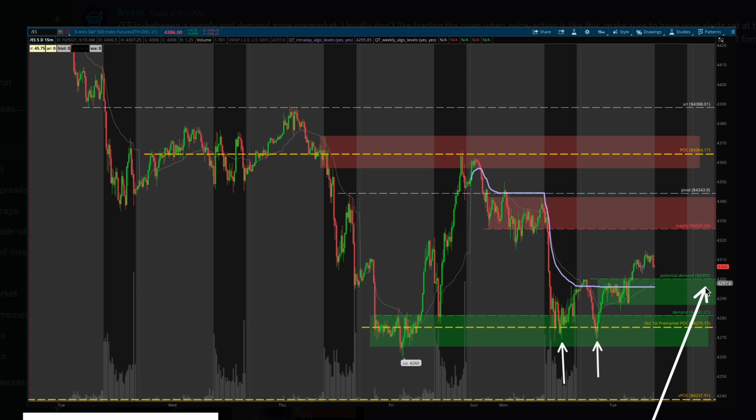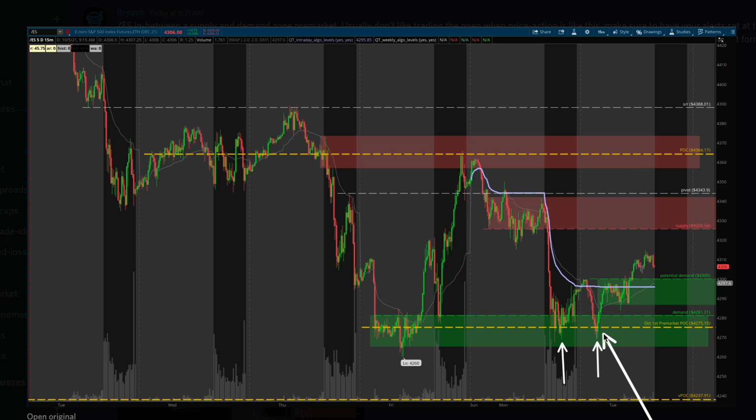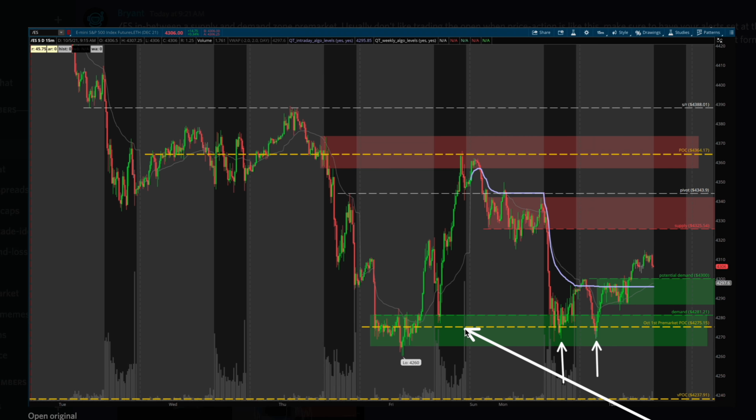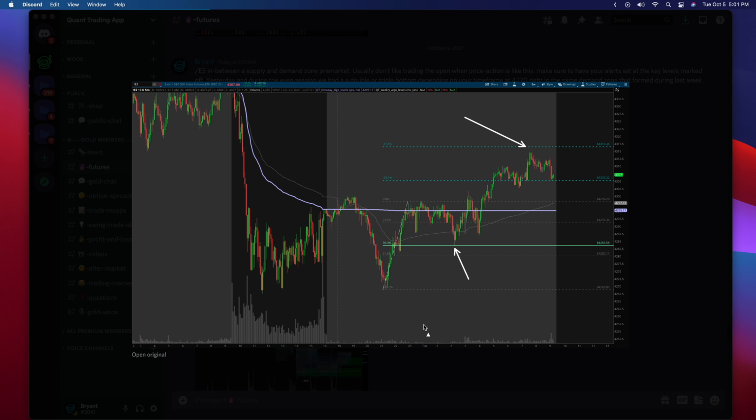And I was aware of where it was, as well as how this demand had formed overnight. And then we had put in this double bottom from point of control from last week, Friday's pre-market session, which was October 1st. Now, moving right along, what was significant here is that the market had put in a 50% retracement overnight, and it came close to reaching its profit target, but it didn't quite reach it. So that's why I was a little bit hesitant at the open to get in.